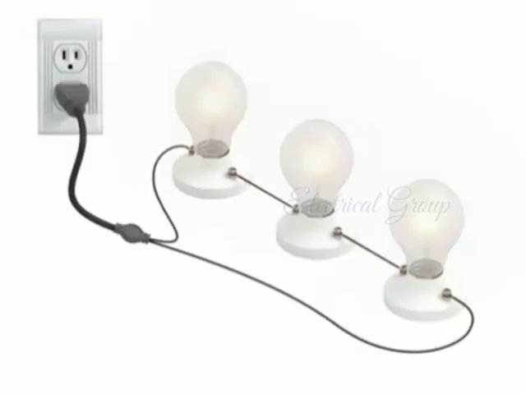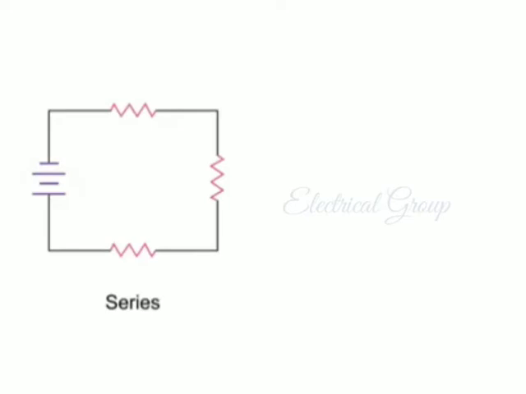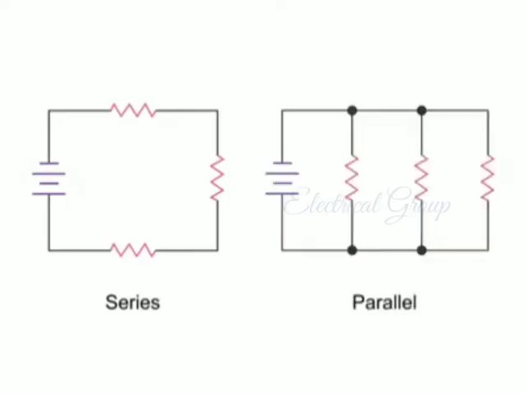Electronic components can be connected in a variety of configurations to form functional electrical circuits. The two simplest types of circuits are the series circuit and the parallel circuit.